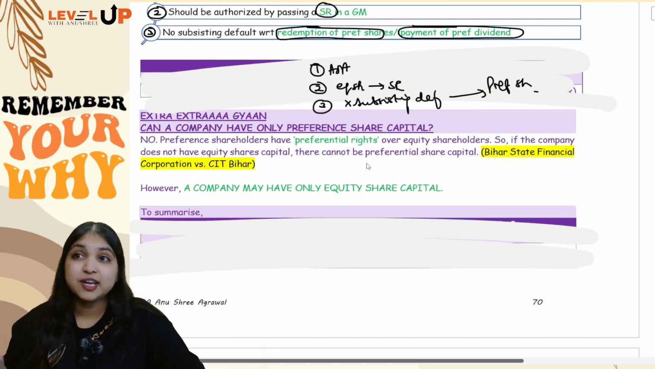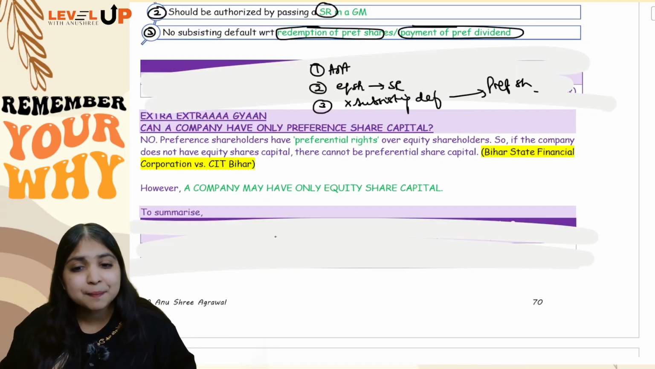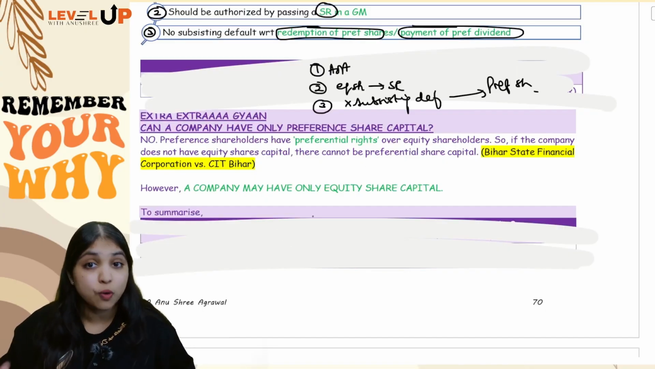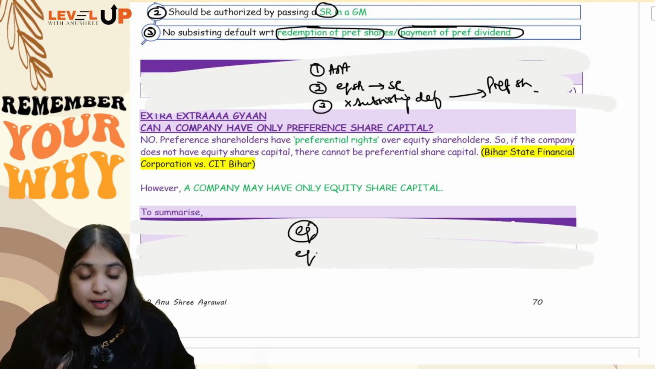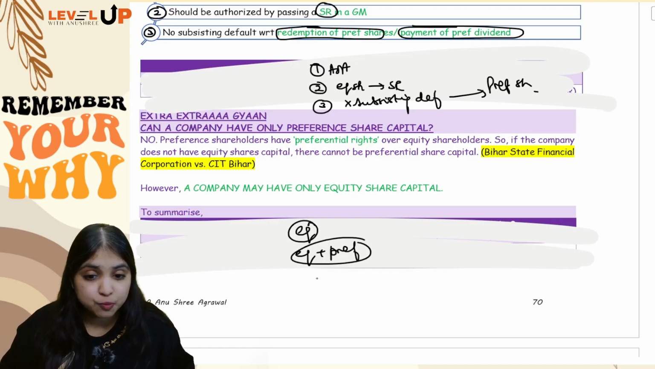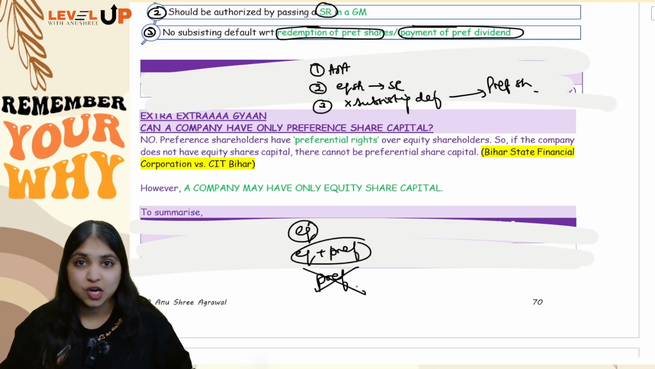Then under preference share capital, one more point we had learned, can the company have just preference share capital? No, company needs to have equity capital. So either company can have just equity capital or company can have equity plus preference both. But can the company have just a preference? No, that is not allowed.